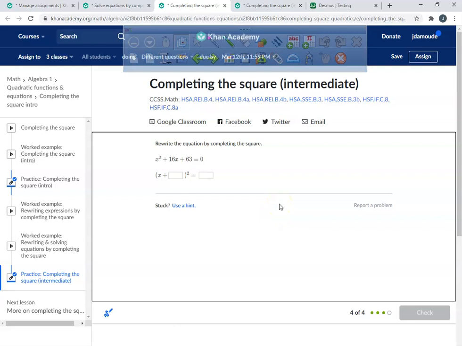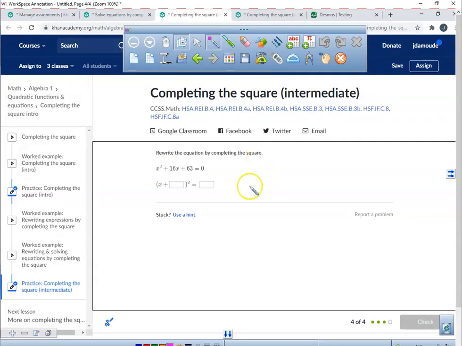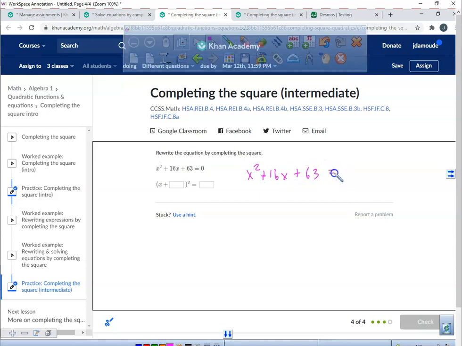I'm going to do one more in case you guys get one of these. All right. I'm going to do one more, and this is the final one that I'm going to do. Okay. So you don't have to do this with me. You can go ahead and get to work if you want to. So I have x squared plus 16x plus 63 equals 0.